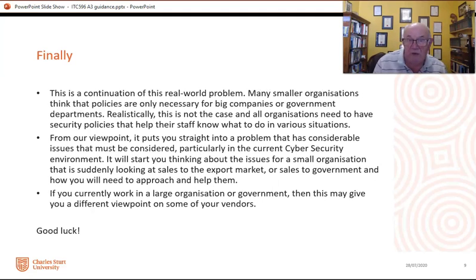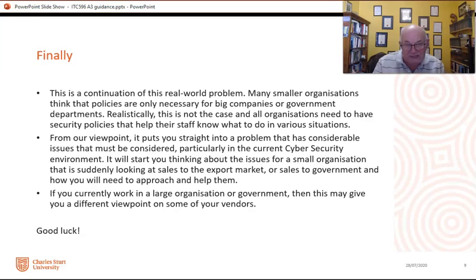Finally, we're continuing this real-world problem. And again, we have this situation where many small organisations think that these sorts of policies are only really necessary for big companies, government departments. Realistically, this is not the case, and all organisations need to have policies to let staff know what to do in various situations.